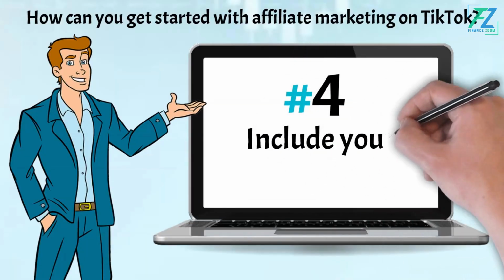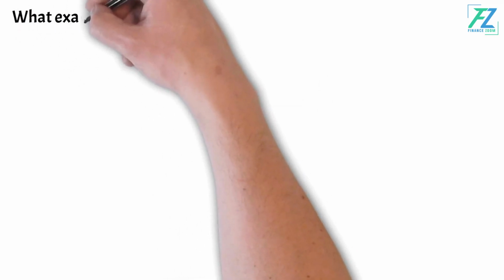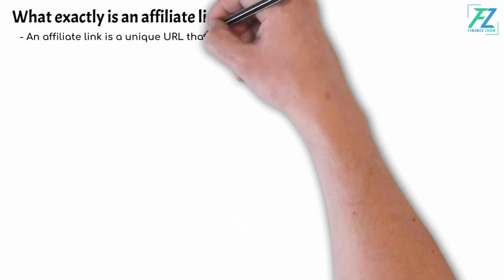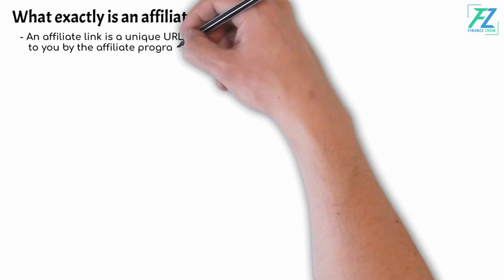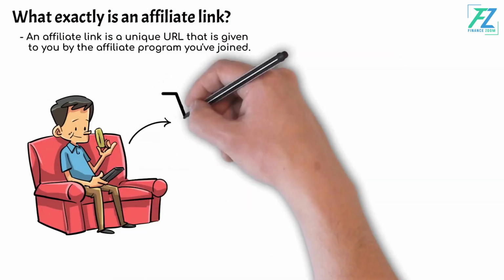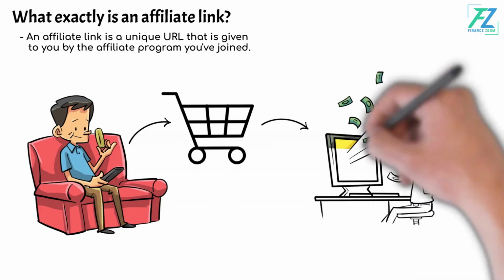Number 4, include your affiliate link. But what exactly is an affiliate link? An affiliate link is a unique URL that is given to you by the affiliate program you've joined. When someone clicks on this link and makes a purchase, you earn a commission on that sale.